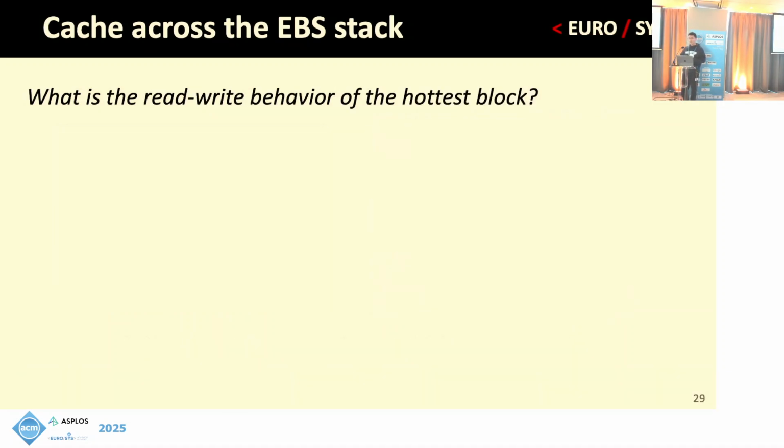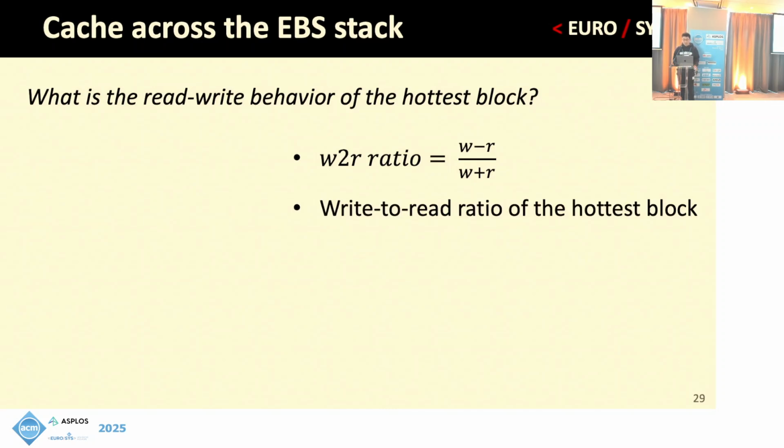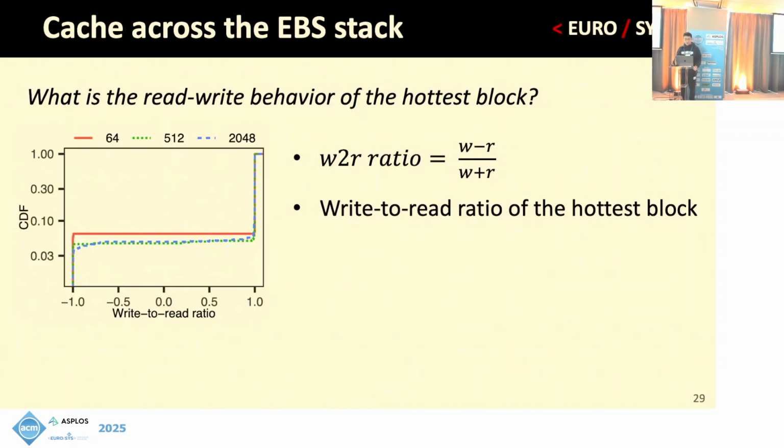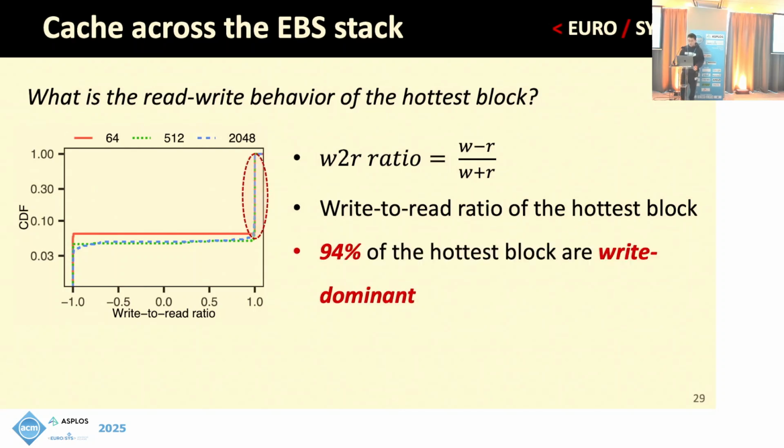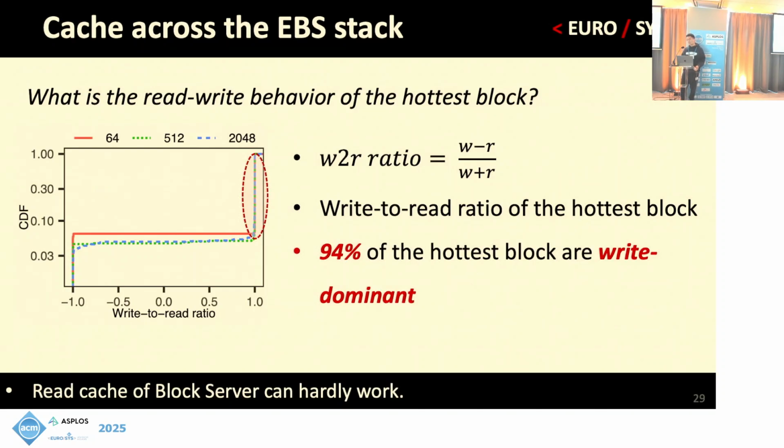We want to know the read-write behavior of the hottest block. To do this, we define the write-to-read ratio. When the ratio is closer to 1, the more write-dominant the traffic is. In the figure, we plot the CDF of the write-to-read ratio under different block sizes. We can see that 94% of the hottest blocks are write-dominant, which means that the write cache at the block server can hardly work.